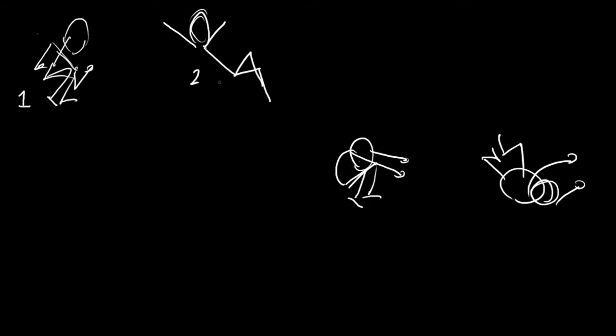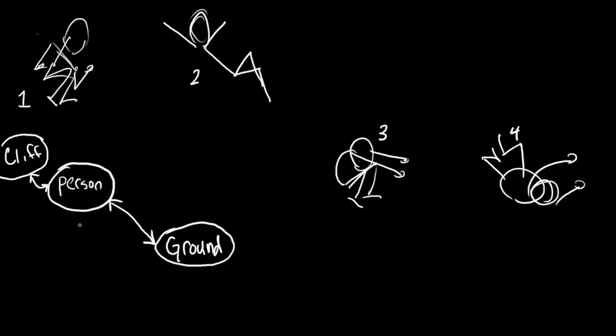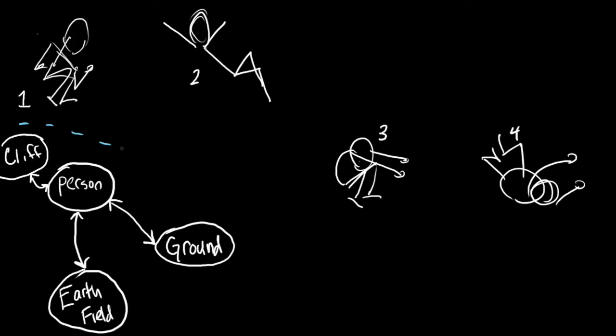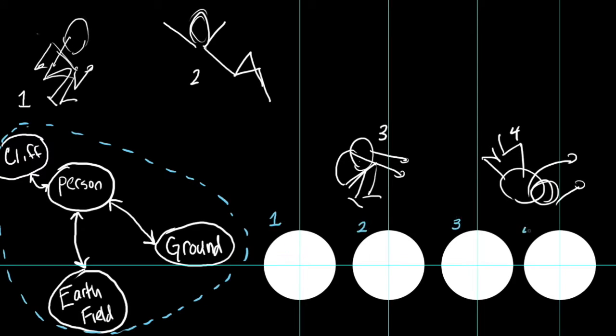Alright, we're going to take a look at this jump here and identify some moments about when he's about to jump, about midair, landing and rolling. It's kind of slowing down as he's doing that. So there's 4 events with the person interacting with the ground and that cliff and the earth field. That's our system. Everything's inside.